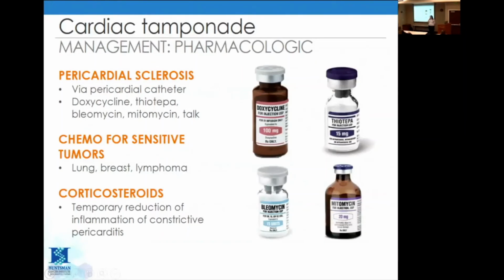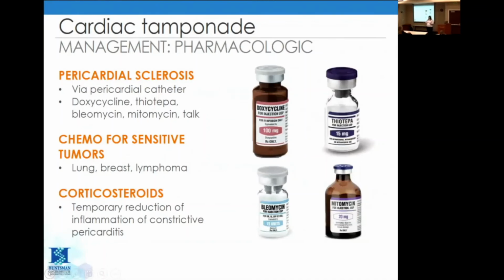Over 50% of oncology patients will get a pericardial tamponade again if they've already had one, or effusion. Over 50% will get an effusion again. Why?